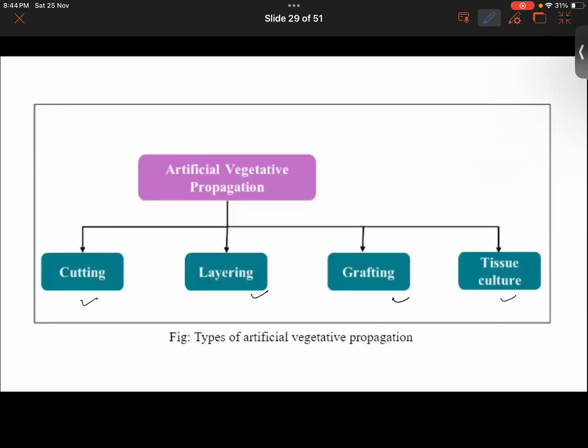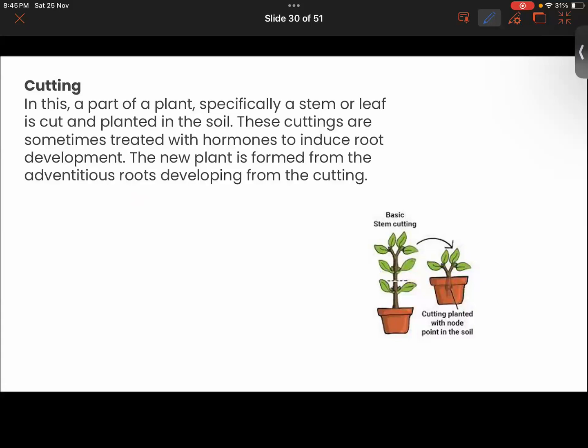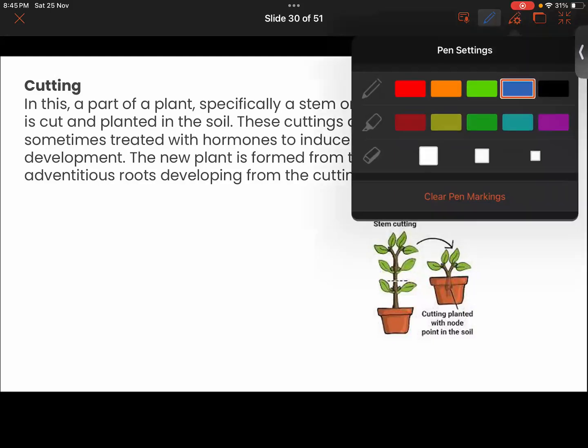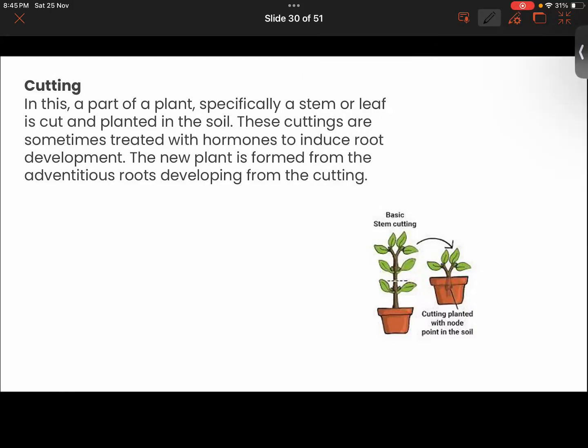You have the example of cutting. So cutting, who would like to explain it first? Anyone who has any idea about cutting, like how it is done? For example, rose. Good example. So there, what we do, we simply cut a vertical section of the stem, right? And then you plant it simply in the soil. But then we need to ensure a few things.